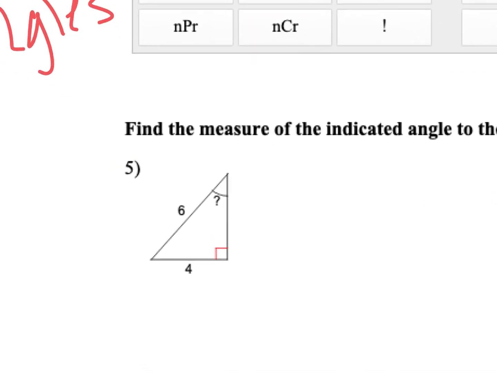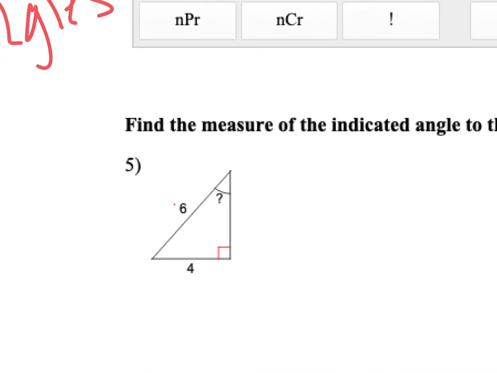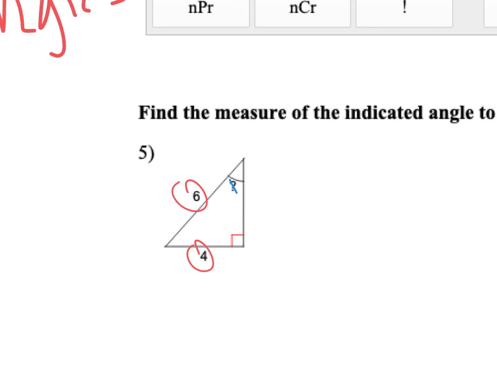Here I have two sides that are given, okay, and I have an angle that I need to know. Well, I'm going to call this angle x rather than question mark, because who wants to call it a question mark, okay? So here I have this angle. Step 1, I still identify my angle where it's at. Then I look at the information that's given. This over here, this side is opposite, and this side is the hypotenuse.